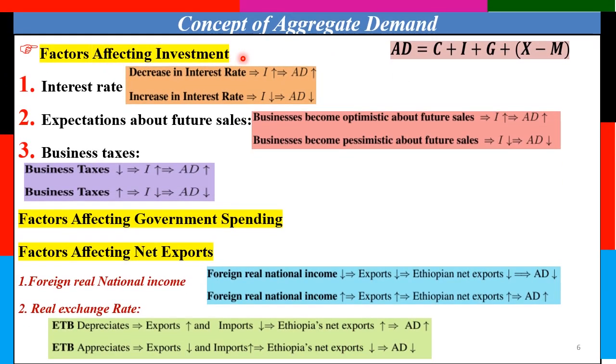Factors affecting the investment. The first one, interest rate. How does the interest rate affect the investment? Let's say a decrease in the interest rate encourages the investors because the cost of borrowing is decreasing. This implies that the investment is also increasing and aggregate demand goes up. An increase in the interest rate discourages the borrowers, so their investment is declining. Since investment has a positive relationship with aggregate demand, aggregate demand also goes down.